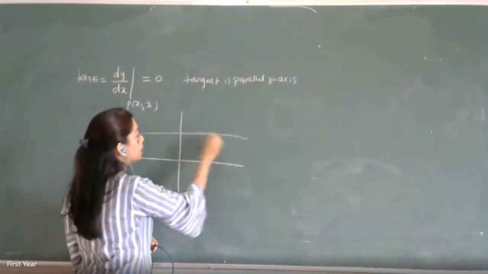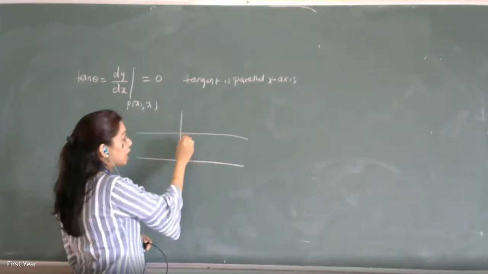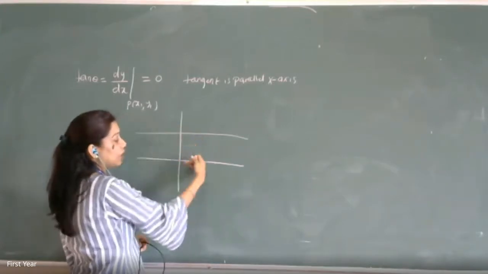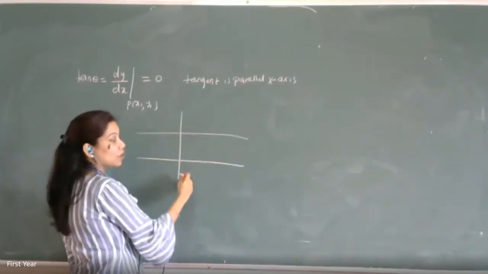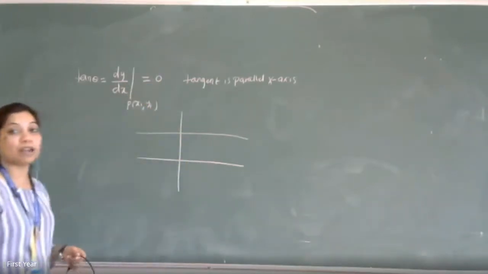So what's the angle made by the line which is tangential? It is 0, so that line should be parallel. Now I can shift this line down. So the angle is 0. Is it okay? So if dy by dx is 0, then the tangent is parallel to the x-axis.